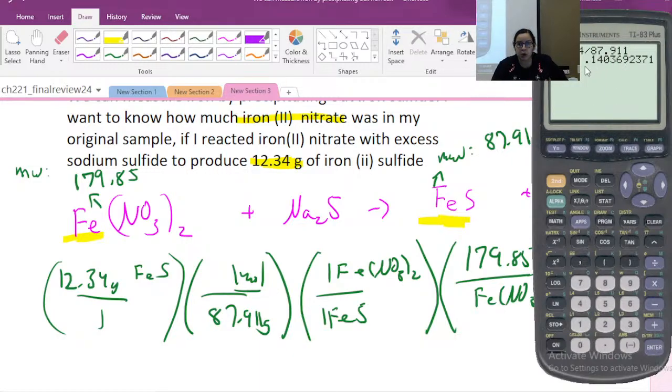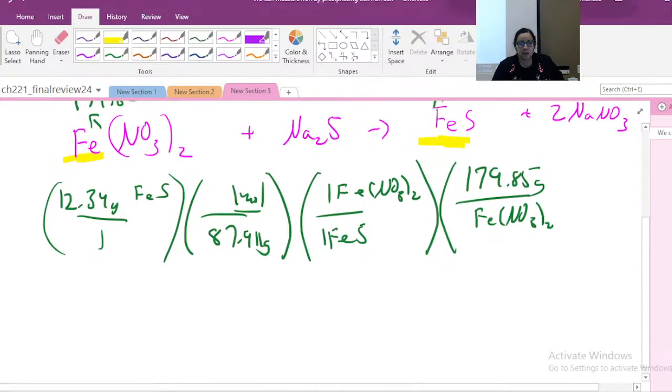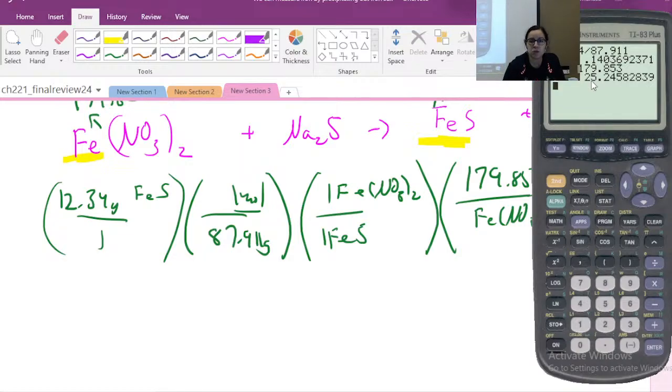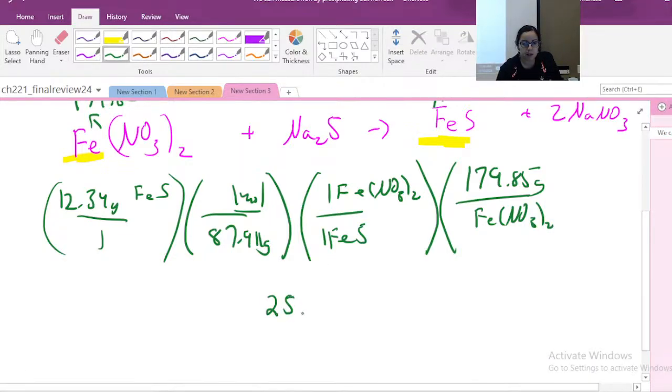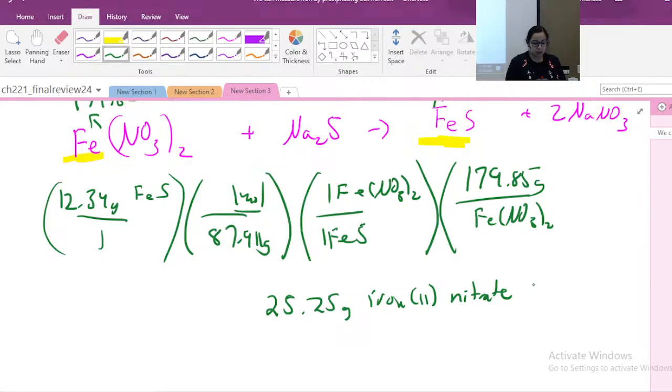All right, so we're getting about 0.14 moles of our iron sulfide, 1-to-1 ratio, and then multiplying by our molecular weight, 179.853 or so. And so then I get a final mass of 25.5, if we round, grams of our iron nitrate. Right, that sound okay?